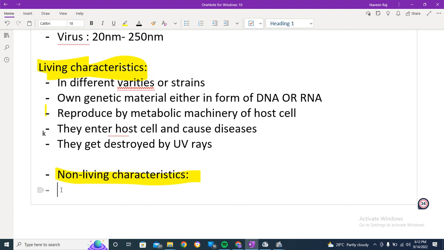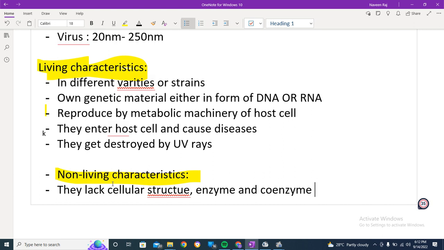So the very first point is that they lack cellular structure, enzymes, and coenzymes, right? This is a very basic property. There are multicellular organisms, there are unicellular, but virus is some kind of acellular, and that is unexpected. We have not got a cell wall, we have not got a cell membrane, but the virus has just its own genetic material, and on that basis it is surviving. That is a shocking thing.